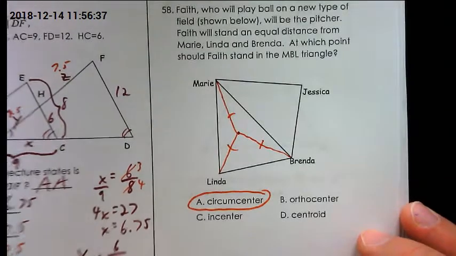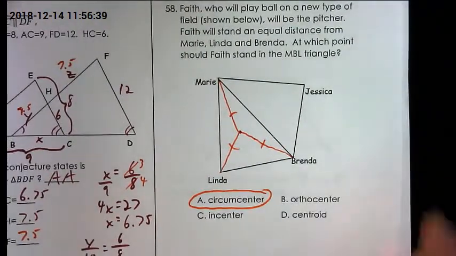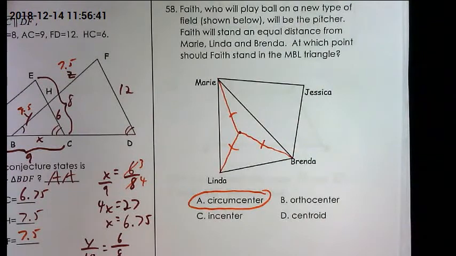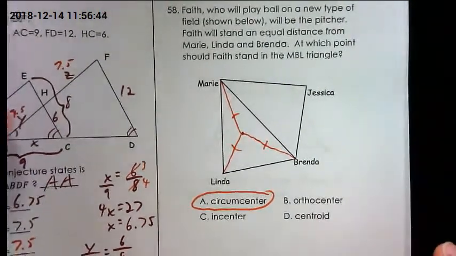Again, the circumcenter is the center of a circumscribed circle that would go around the triangle, which goes through all the vertices. Therefore, it's equal distance to all those vertices. All right, on the next one.